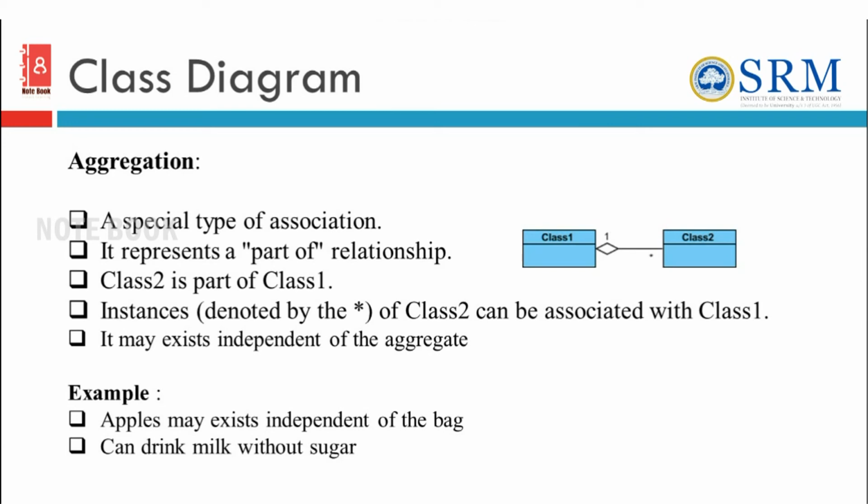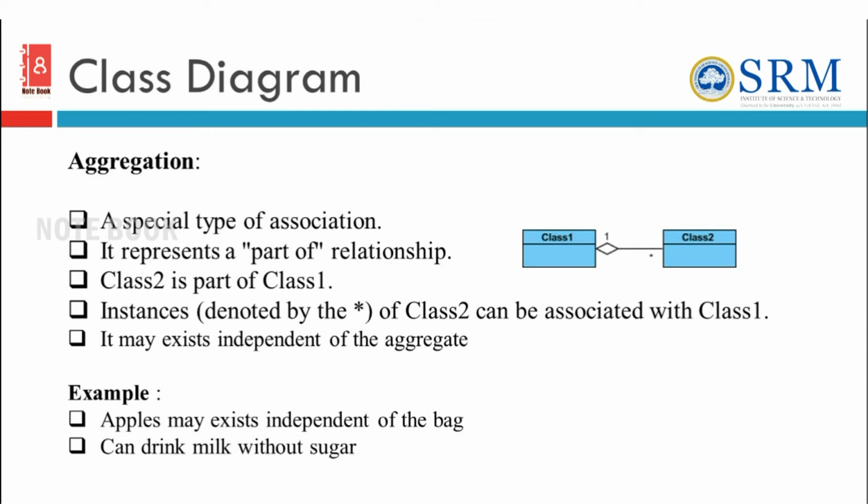Example, apples may exist independent of the bag. Apple can exist without even the bag. Okay, apple can be in the bag, and without the bag also apple can exist. The next example, you can drink milk without sugar. Milk can be taken with sugar or even without sugar. So this is an example of aggregation.